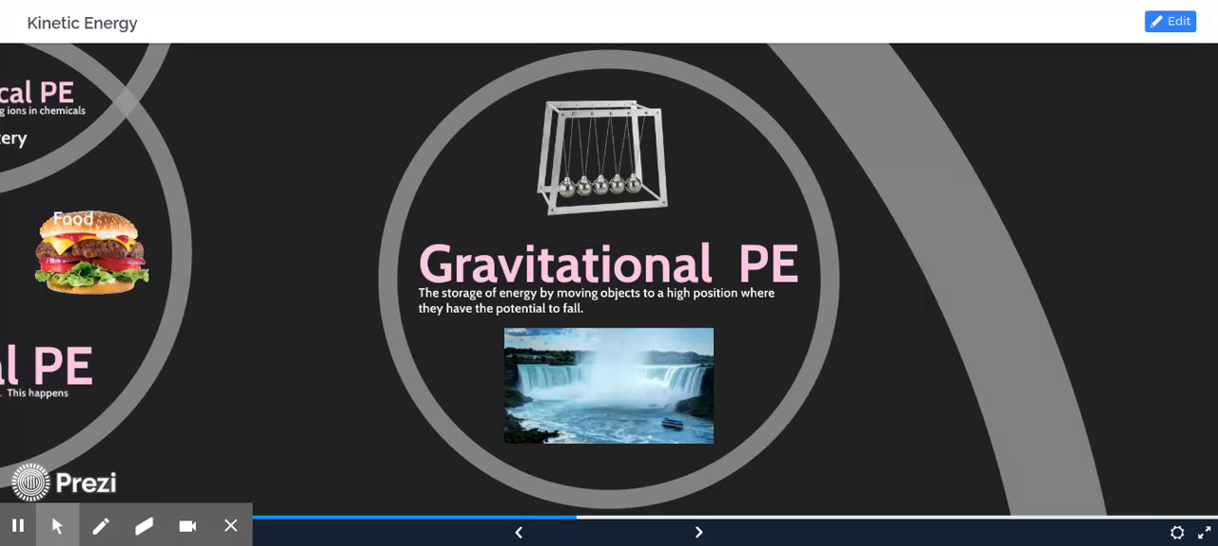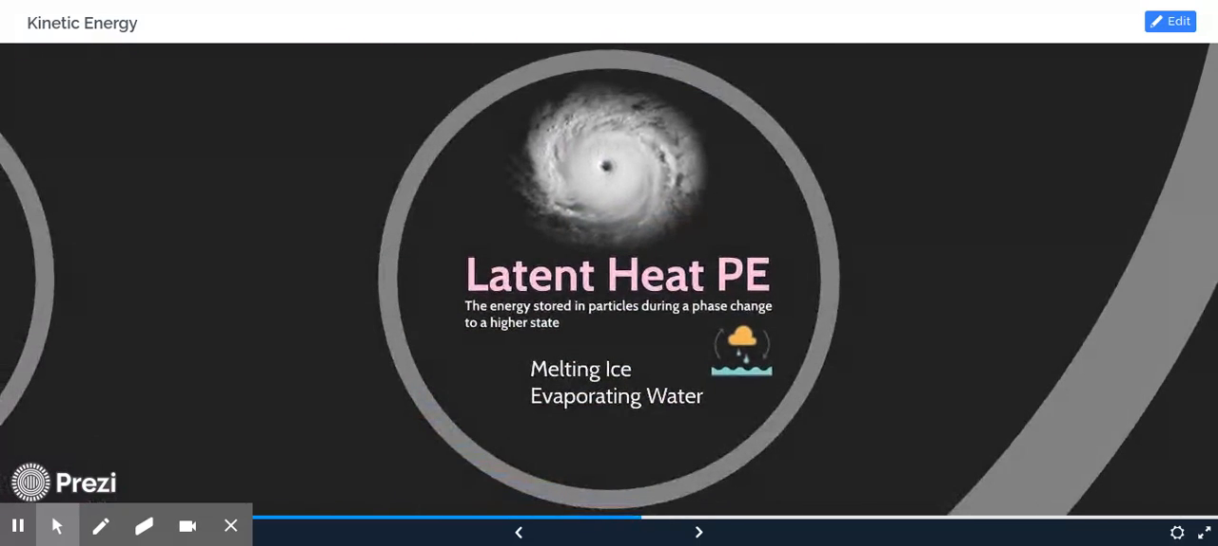Anything that's up high has gravitational potential energy because it has the potential for gravity to pull it down. Okay. Another one that's a little more complicated is latent heat potential energy. You may come across this more later in your schooling.